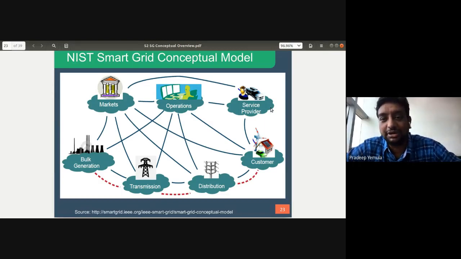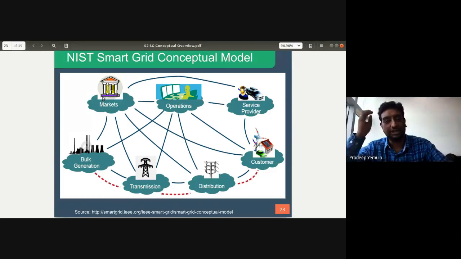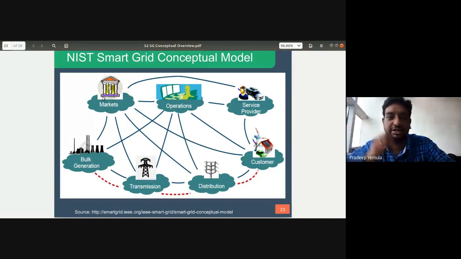Now, what is the role of markets? See, market means that a generator can be in one corner of the country and the customer can be in the other corner of the country. This market-based system will be able to identify which generator can sell power to which consumer. So no longer are consumers tied to a particular single generator. That is the market's role.